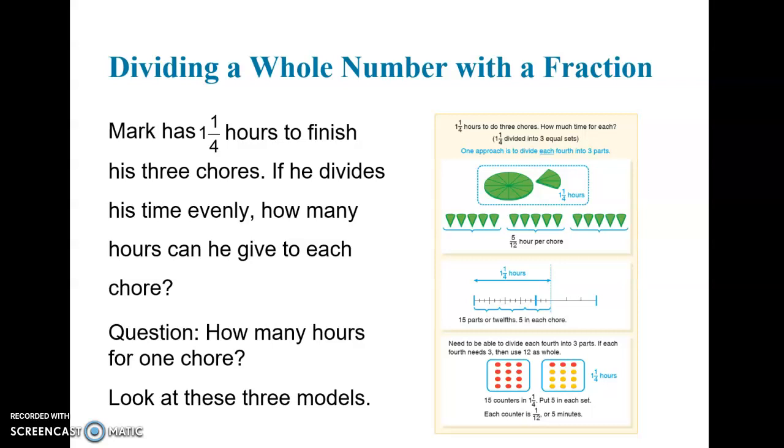You can do the same thing with a number line and with counters. As an equation or algorithm, you would have 1 1/4, which turns into 5/4. Denominator times whole number plus the numerator makes 5/4. You can break it up into 3 groups, so you could do 5/4 times 1/3, which equals 5/12.